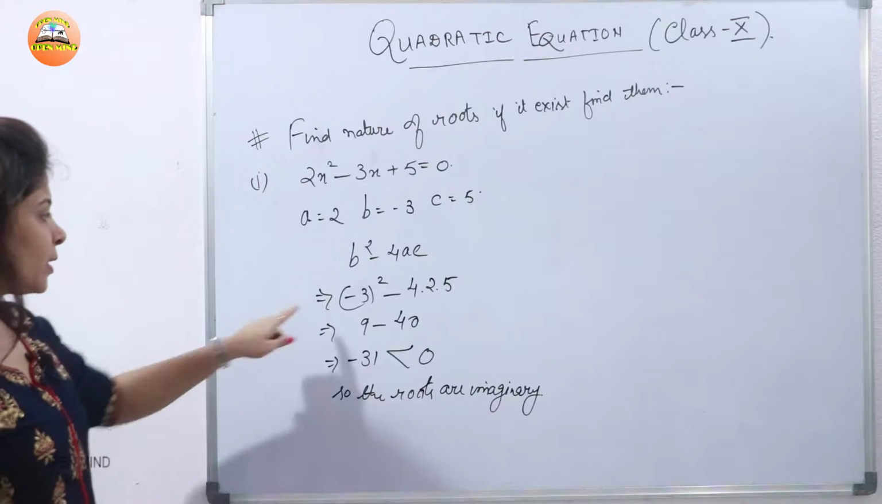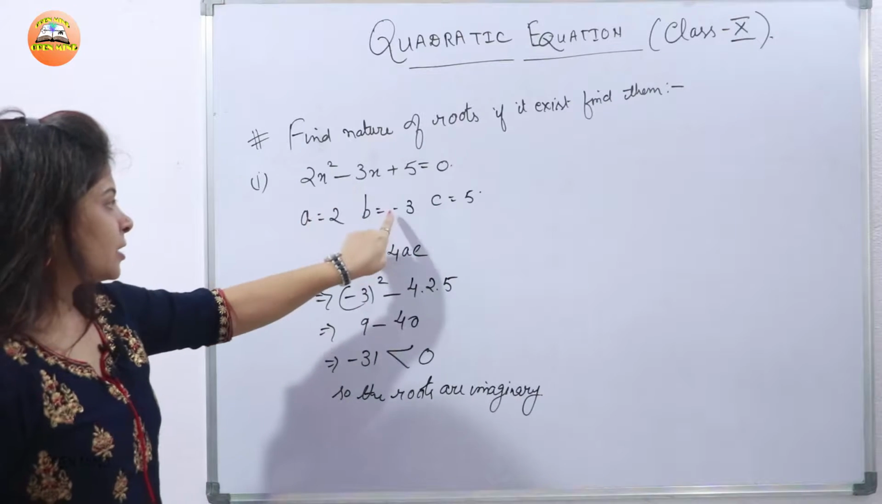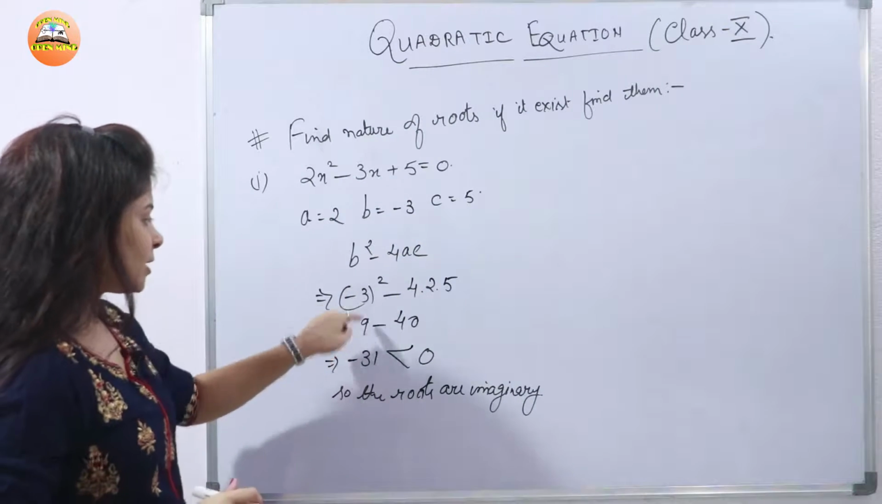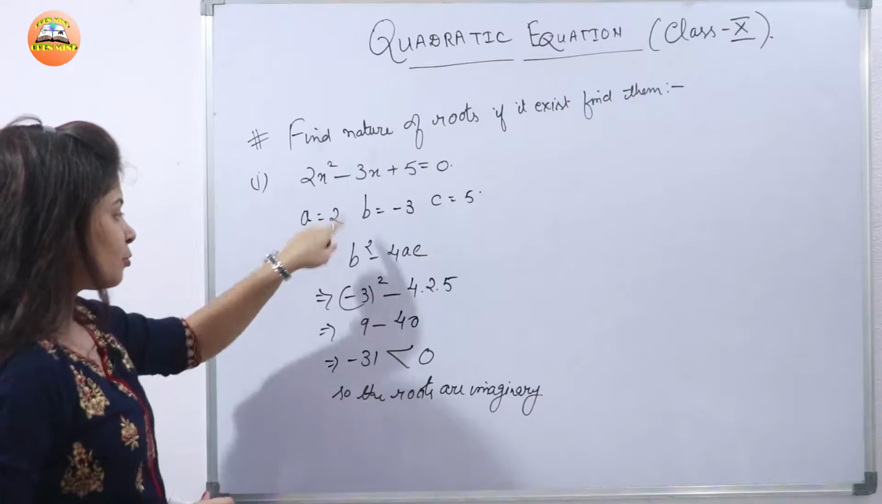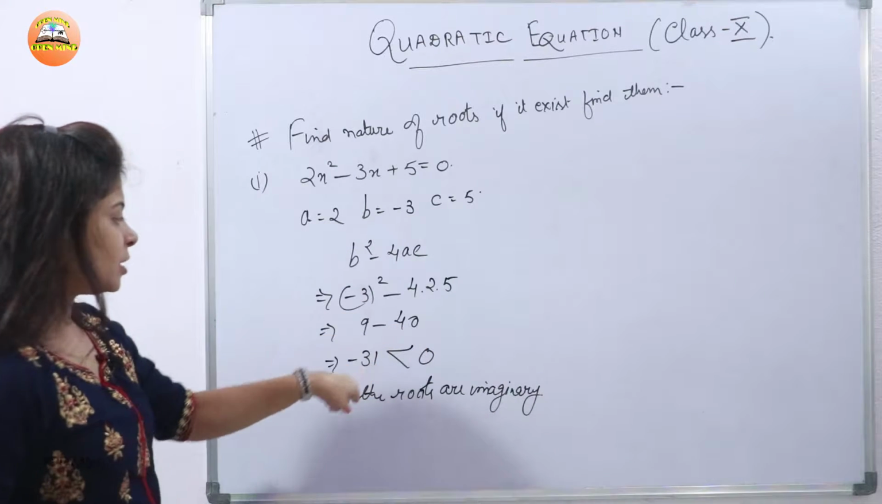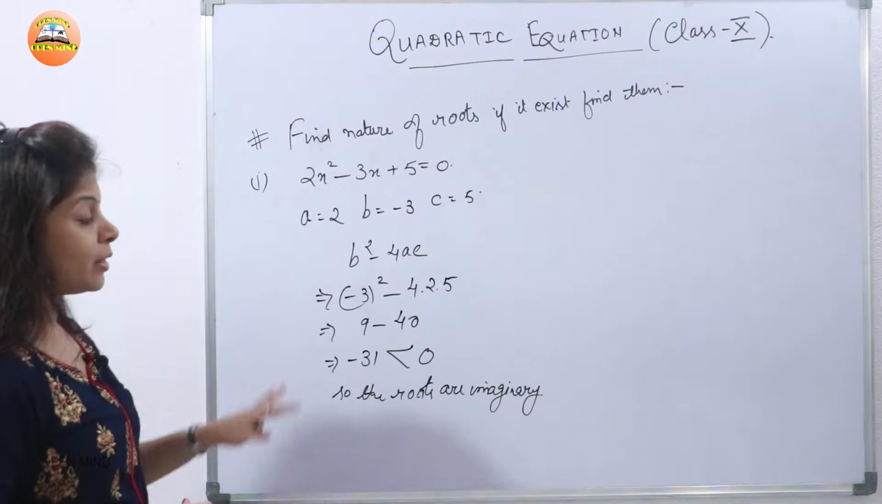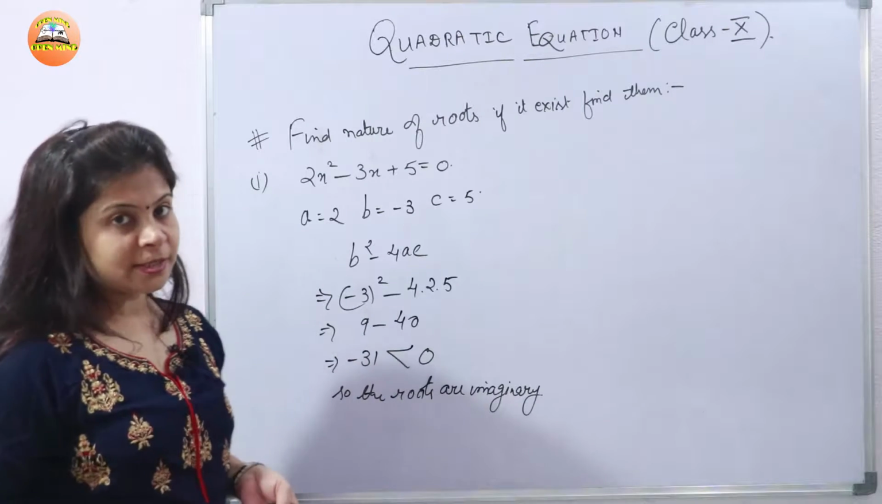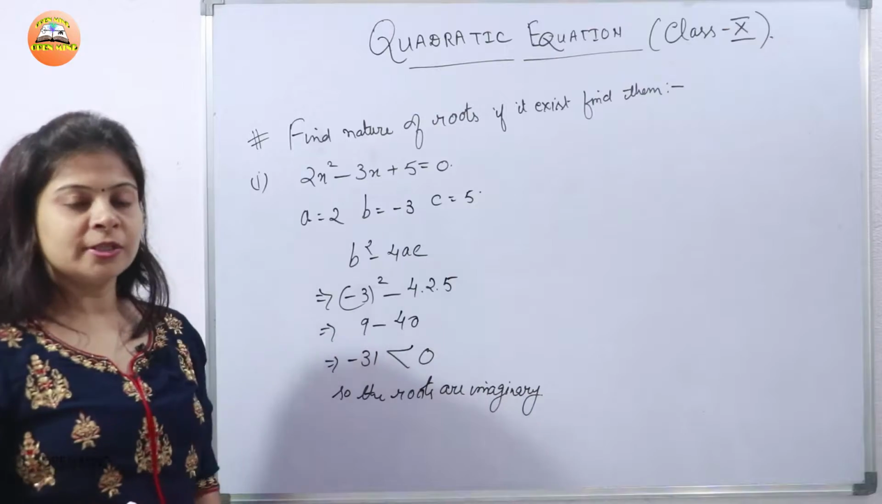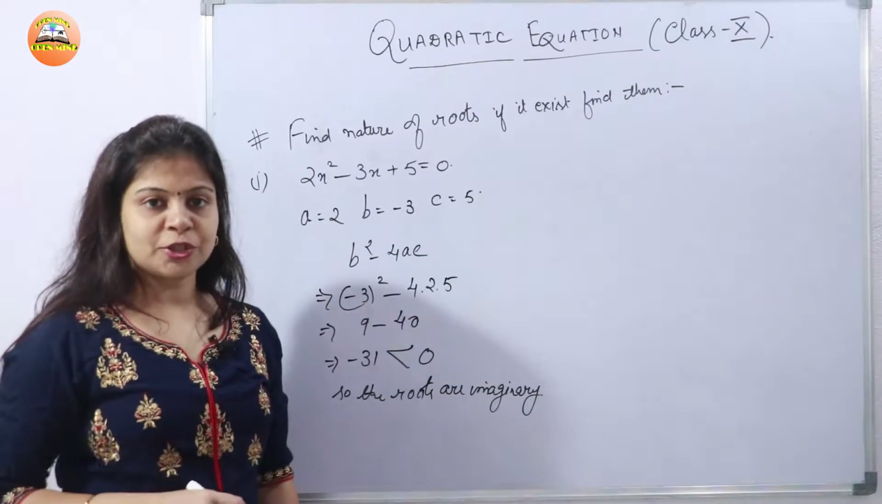So in this way, what I did is I just took minus 3 as b. The b is given to you as minus 3. So minus 3 square is 9. I just substituted the values. 4 into a into c. 4 into 2 is 8. 8 into 5 is 40. 9 minus 40 is minus 31. Minus 31 is less than 0, so the roots are imaginary. Hence it cannot be solved further. Now we will see the next question.